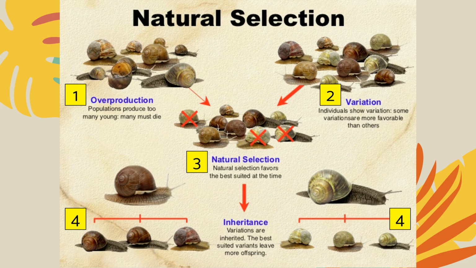This diagram illustrates the basic steps of natural selection using snails. First, populations produce more offspring than can survive. Second, individuals show variation, meaning they are not all the same. Some variations help organisms survive better in their environment. Natural selection then favors those better-suited individuals. Finally, because traits are inherited, survivors pass these traits to their offspring. So over generations, the population changes.